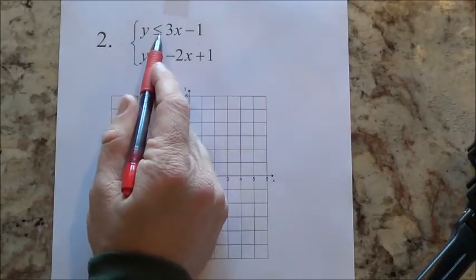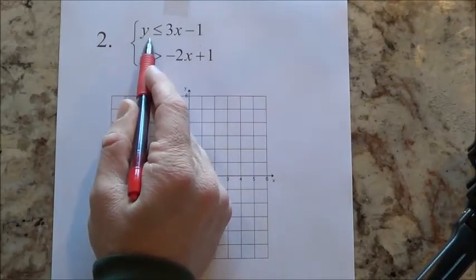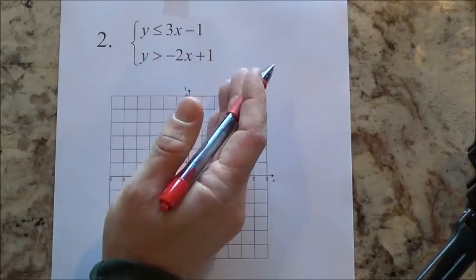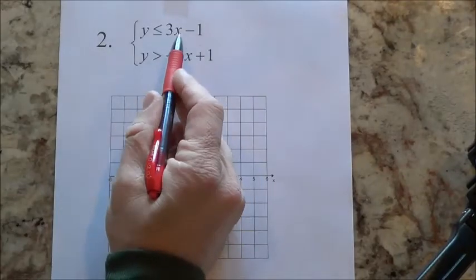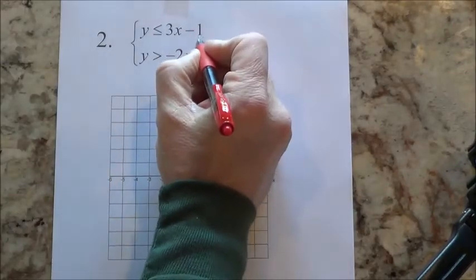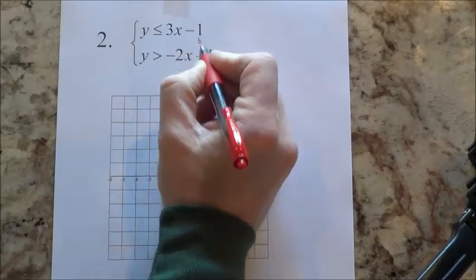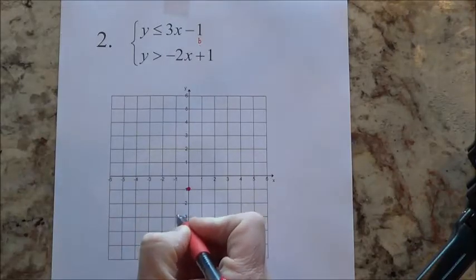y is less than or equal to 3x minus 1. We just want to consider the graph y equals 3x minus 1. We want to graph that, and then we'll see whether we want to shade above or below that line, the points that will make it true. So if you remember, this will be your b value, which is your y-intercept. So we have a y-intercept at -1, so I make a dot at -1.